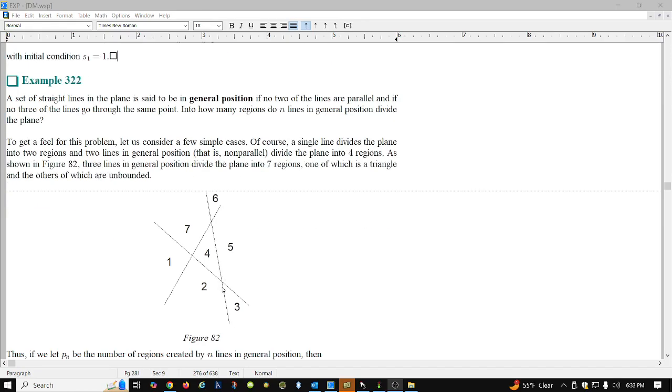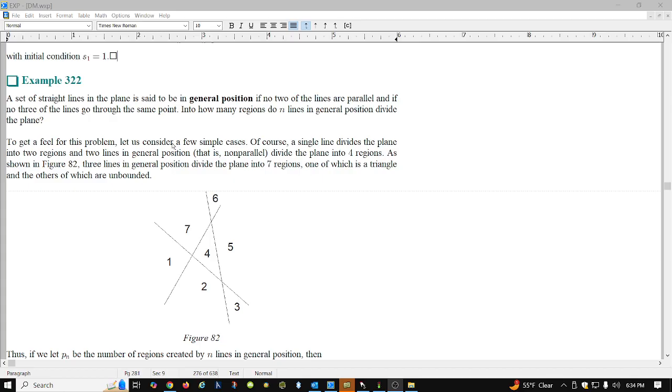Let's move on to another example. A set of straight lines in the plane is said to be in general position if no two of the lines are parallel and no three of the lines go through the same point. How many regions do n lines in general position divide the plane?